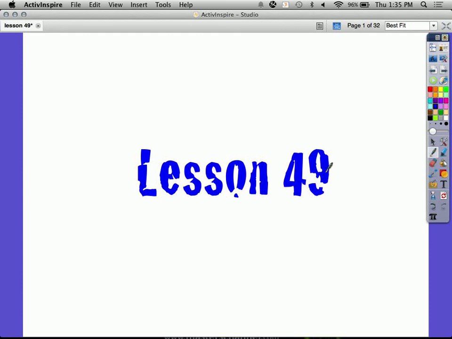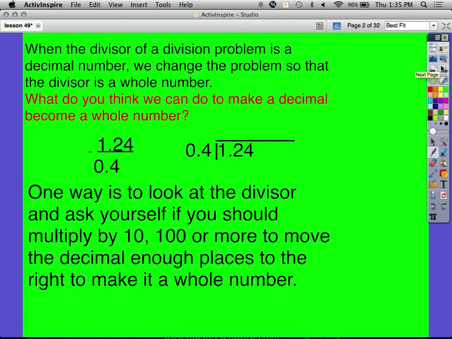Lesson 49, we're going to talk about dividing by a decimal number. So before we've done a decimal number divided by a whole number, now we're going to do a decimal divided by a decimal. When the divisor of a division problem is a decimal number, we change the problem so that the divisor is a whole number. Remember, here's our divisor.